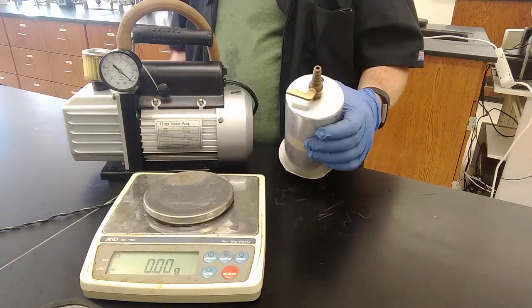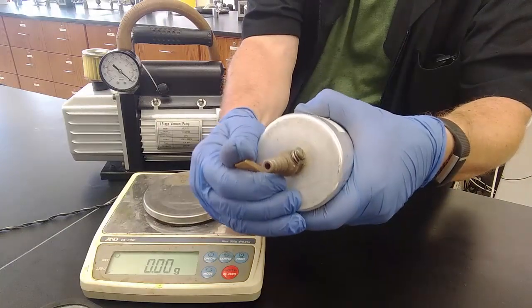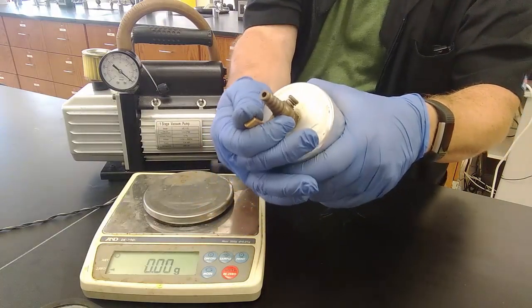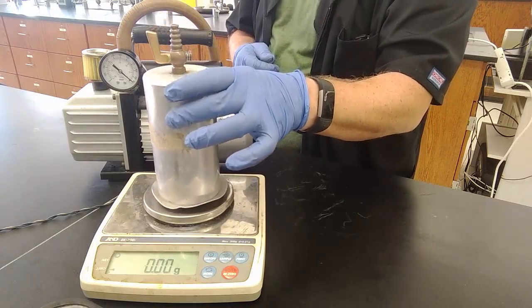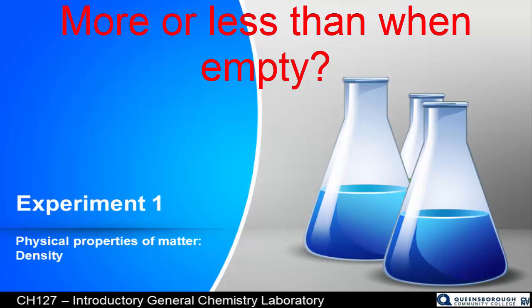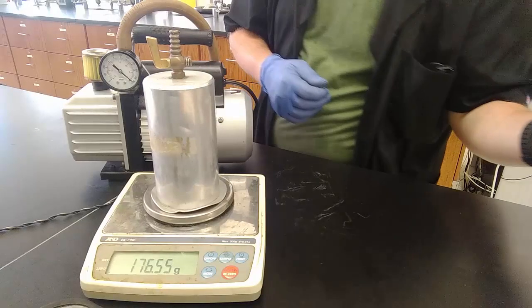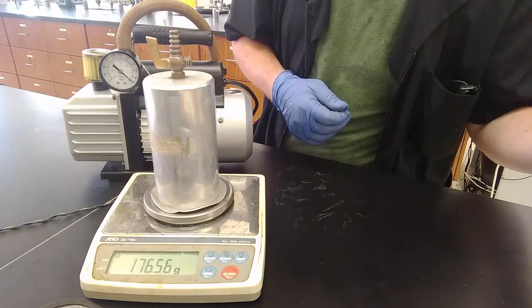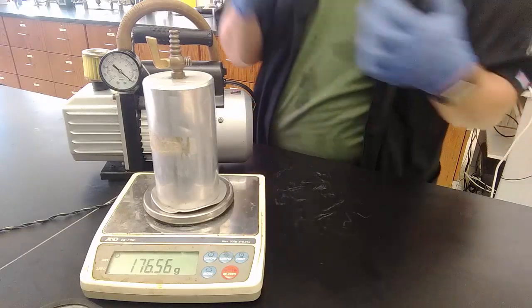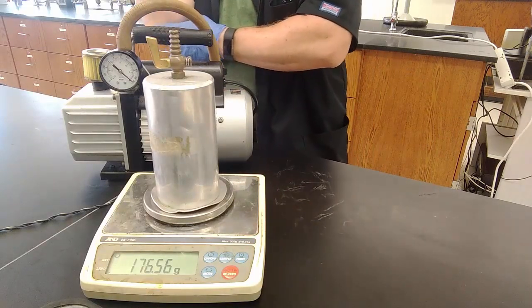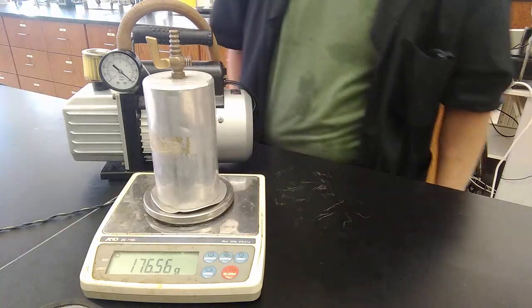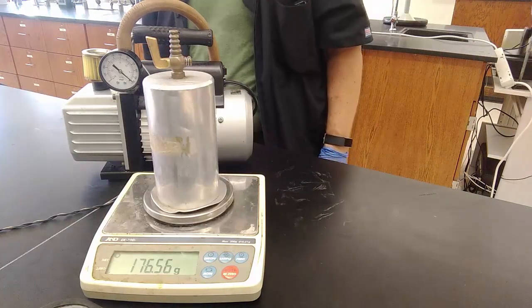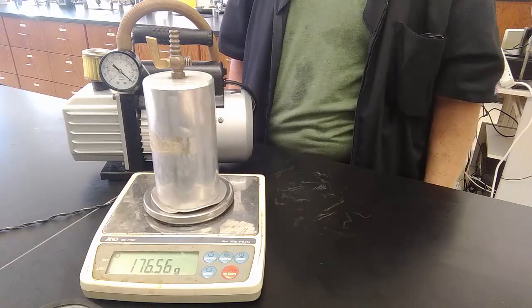Step 5, open the valve. Let's listen. The air has now refilled, and we'll weigh it. It was 175.98. Now it's 176.56. Will that number be greater or less than the number that we recorded? It was 175.98. It's 176.56. Is that what we would expect?